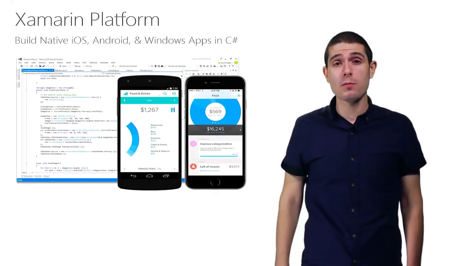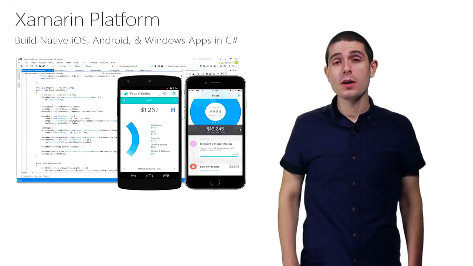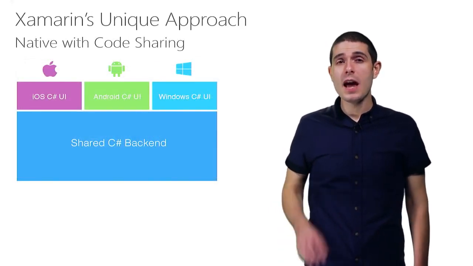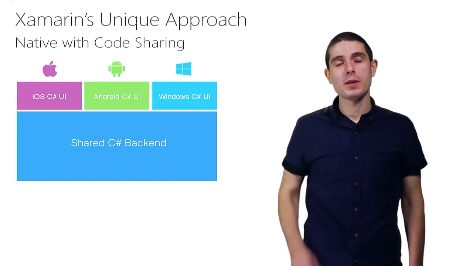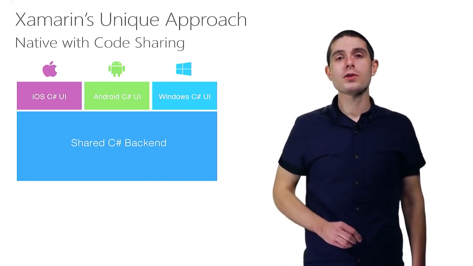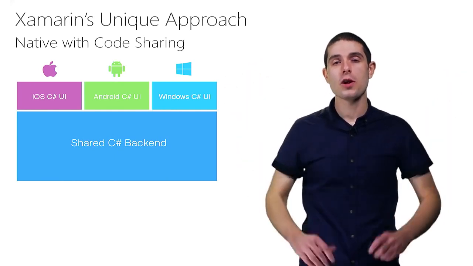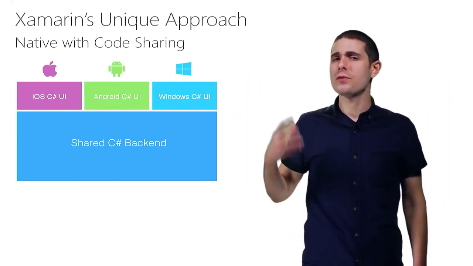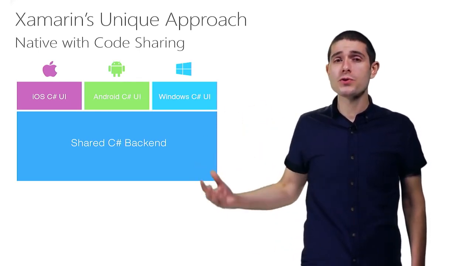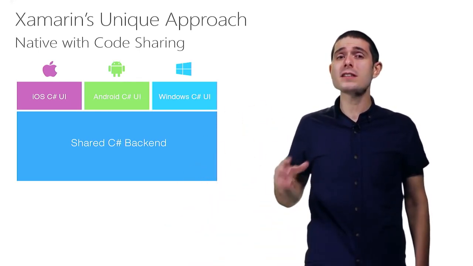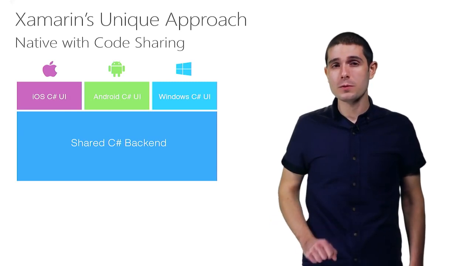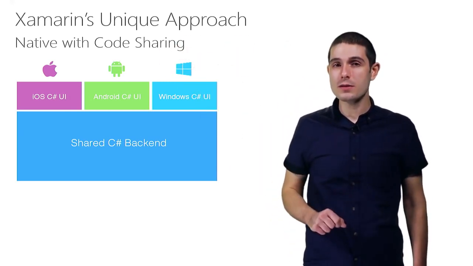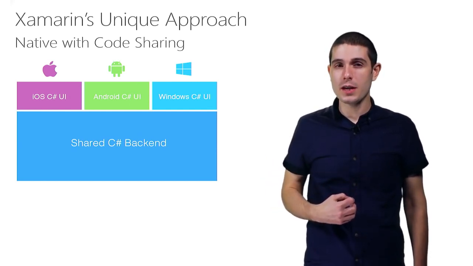And we're going to focus on the Xamarin platform. And this is where you are able to build those iOS and Android apps inside of Visual Studio. And the Xamarin approach to mobile development is really unique. It's about native with code sharing. We build a shared C# backend, all of our business logic, the core of our application, our models, our view models, our RESTful service calls, our SQLite databases, things common across all platforms. Then we build a native iOS, Android, and Windows user interface built into Visual Studio with our designers.